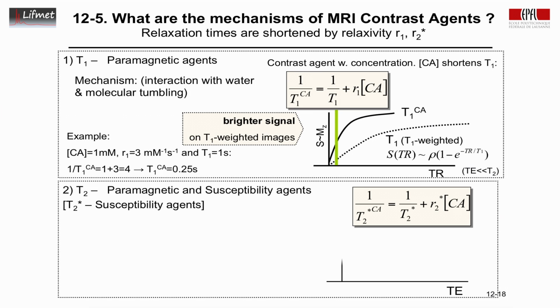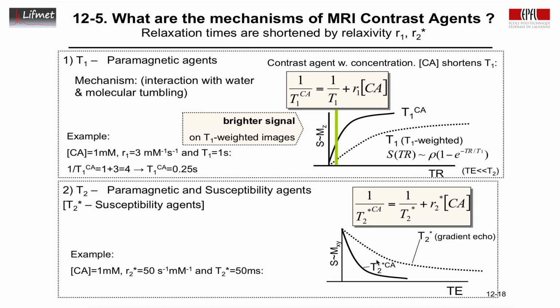So what happens with the signal as a function of TE? The signal is proportional to the transverse magnetization. This is in the absence of a contrast agent, that's the T2 star with a gradient echo, and in the presence of the contrast agent, we have a T2 star for CA, that's this T2 star here, a faster decay.